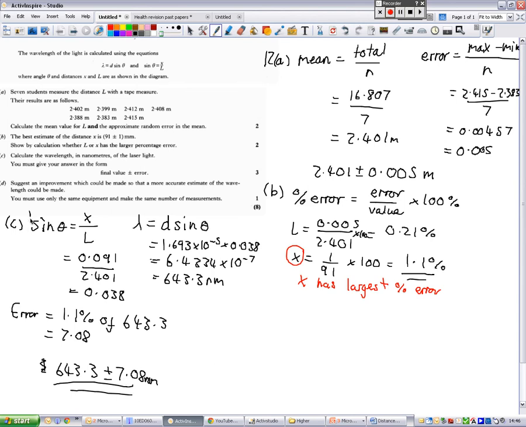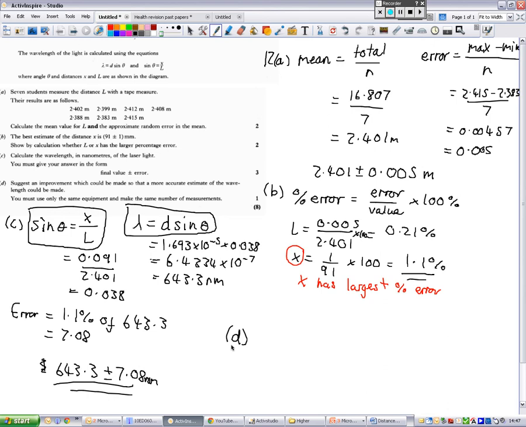As I said, the equations that you use here and here are equations that you've not been introduced to, but that question is designed to be able to be done by somebody who's never seen those equations before. So if you'd read the question correctly and you've got your values correct from A and B, then it should have been pretty straightforward to figure out what lambda, the wavelength, was. D, suggest an improvement which could be made so that a more accurate estimate of the wavelength could be made. You must use only the same equipment and make the same number of measurements.